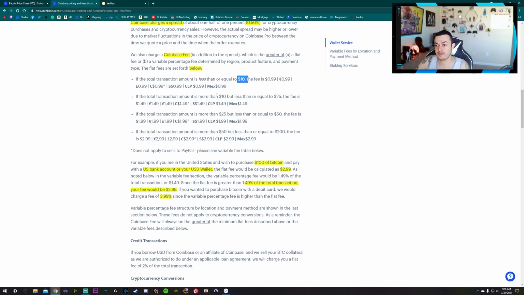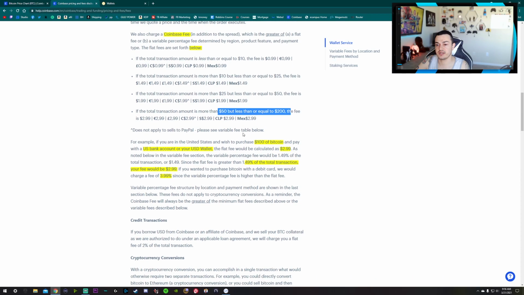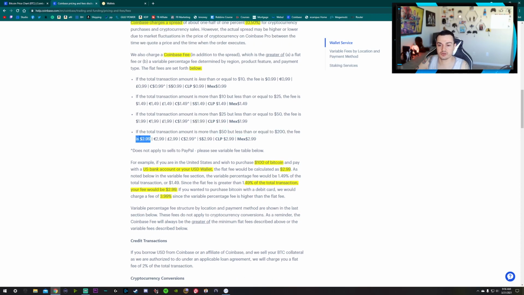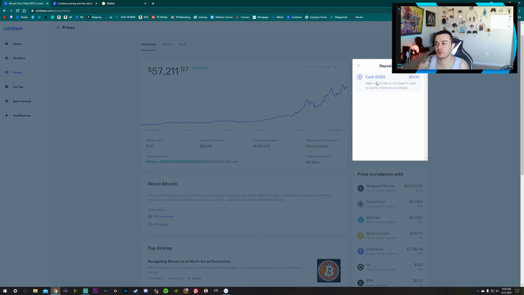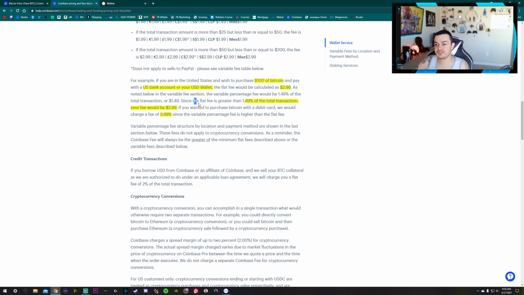If it's less than $10, if it's between 10 and 25, 25 and 50, and 50 and 200, then it will give you the breakdown in US dollars. $3 right there. For example, if you're in the US and wish to purchase $100 of BTC and pay with a US bank account that you have linked to Coinbase, or your USD wallet, which is shown as another currency that you have available. It's like another wallet here in your Coinbase. Since the flat fee, which is the $3, is greater than the 1.5% of the total transaction, they're going to charge you the highest possible amount, whether it's a percentage or their set flat fee. Whatever's higher, that's what they're going to charge you.